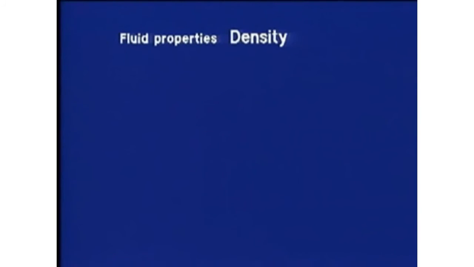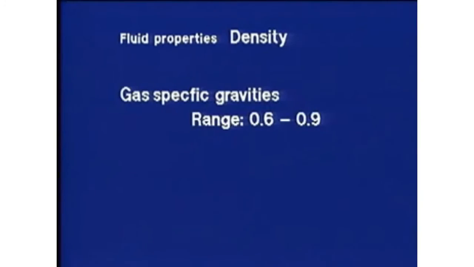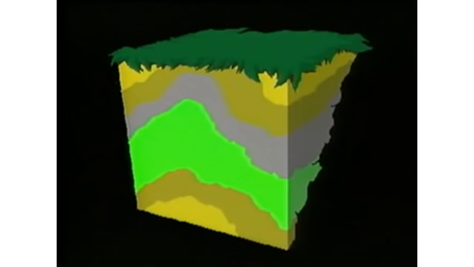Gas and oil densities are normally expressed as specific gravities or API gravity. Some examples of crude oil API gravities are shown here. Note that the range of values is quite wide, from heavy crudes with values close to that of water to light crudes with gravities in the 50s. Gas-specific gravities range in magnitude from about 0.6, which is pipeline quality, to 0.9, which represents a rich gas containing condensate. Gas is much lighter than oil, and so it will tend to move upward in a reservoir under the force of gravity, while oil moves downward.